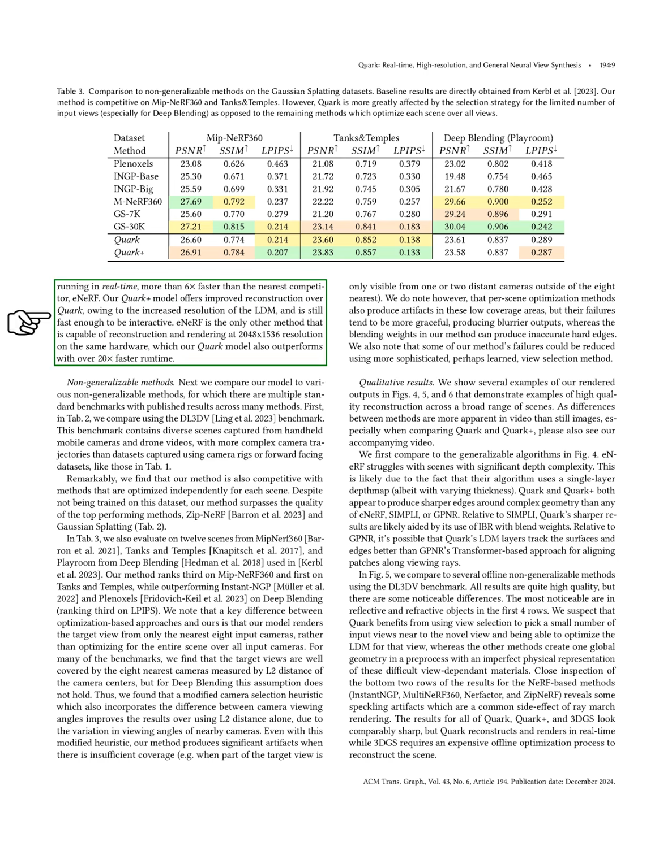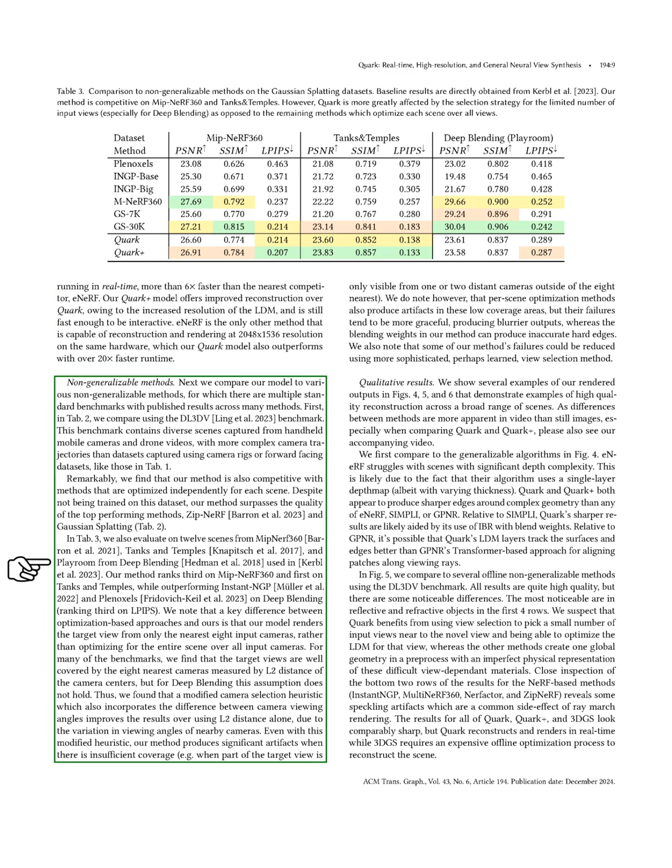Section: Non-generalizable methods. In this section, we compare our model to various non-generalizable methods, using standard benchmarks with published results. First, we look at the DL3DV benchmark, which includes diverse scenes captured by handheld mobile cameras and drones, featuring more complex camera movements than those from fixed setups. We find that our method competes well with scene-specific optimized methods. Even though we weren't trained on this dataset, we outperform top methods like ZipNeRF and Gaussian splatting.